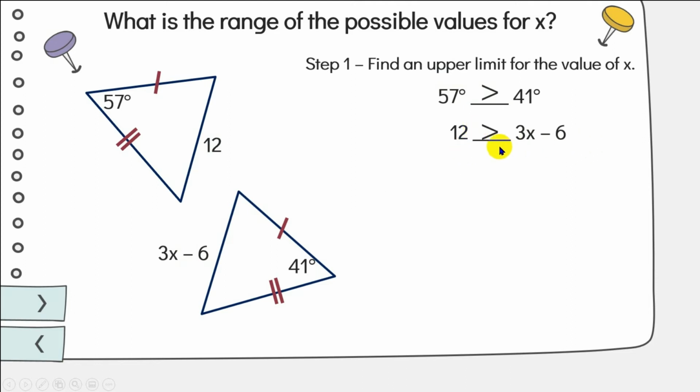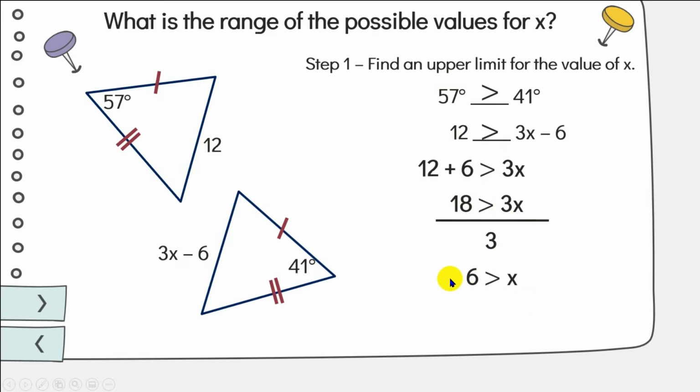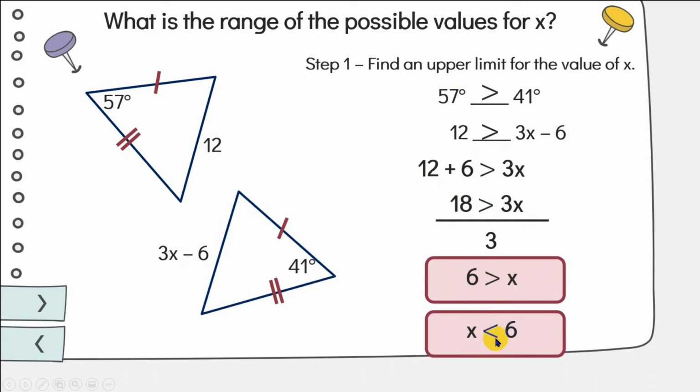Now, solve it algebraically. 12 and then additive inverse of negative 6, that's positive 6. So, 12 plus 6 is 18, then divide both sides by 3. At makakakuha tayo ng 6 is greater than x. Again, 6 is greater than x. So, ibig sabihin, x is less than 6. So, para mailagay natin siya dun sa range of possible values, x is less than 6 yung gagamitin natin. Again, 6 is greater than x. Therefore, x is less than 6.